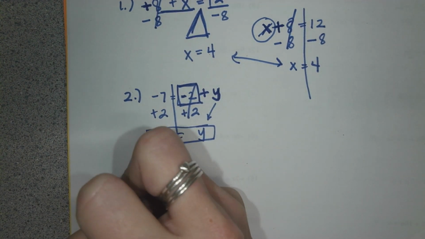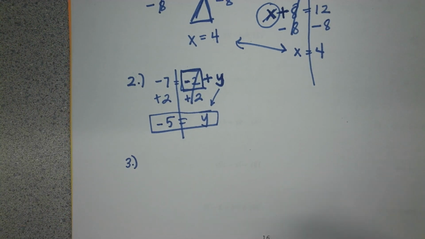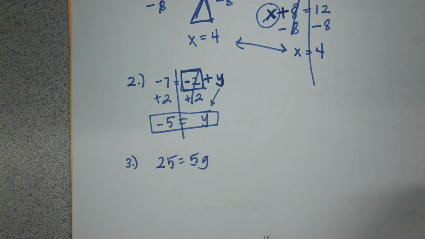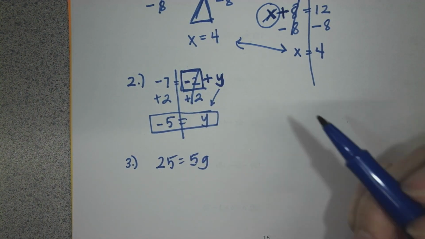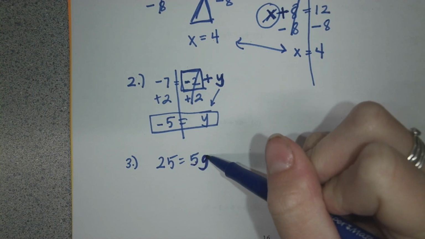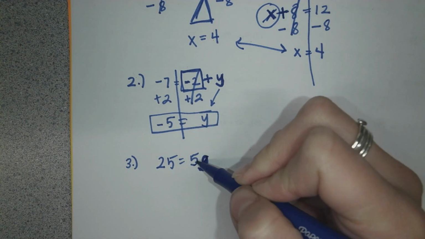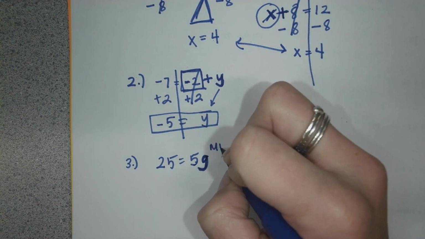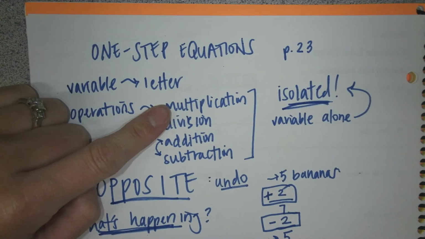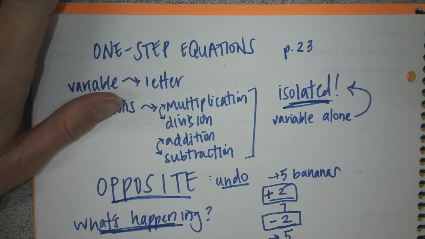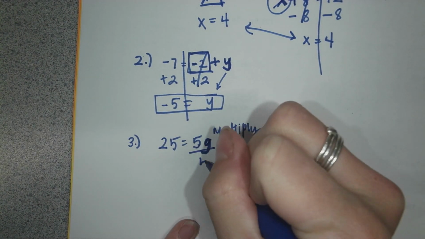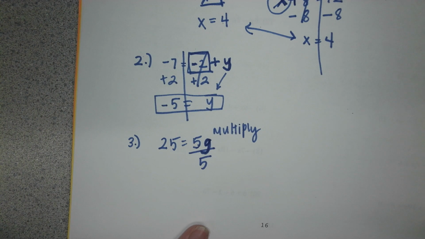Okay, number 3. For this problem, 25 equals 5g. We have to first figure out what's happening between my number and my variable, because we're trying to get this variable isolated and alone. When the number and the letter sit next to each other, it means that it's getting multiplied. The opposite of multiplication is division. They undo. So we're going to divide, by drawing a fraction line here, because fractions are fancy divisions.